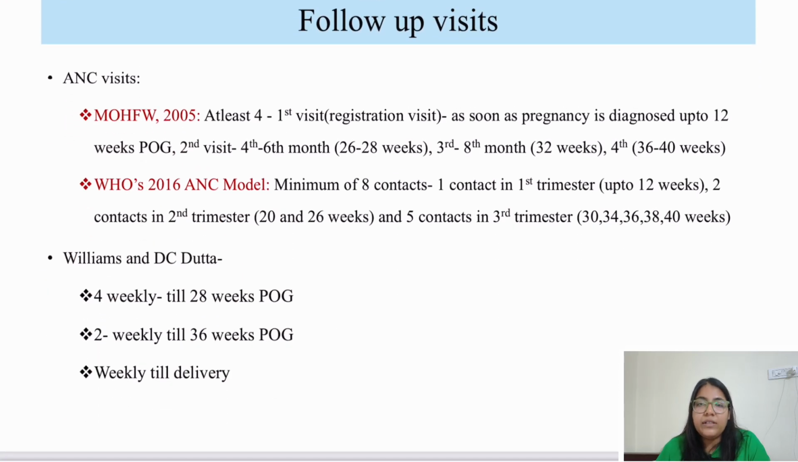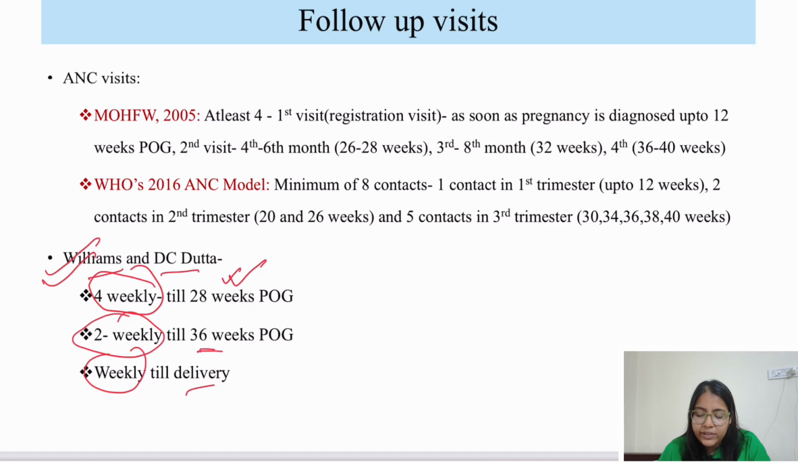Now, follow-up visit. When will you call the patient next again? What we follow, and what is given in Williams and DC Dutta also, is that up till 28 weeks you call the patient 4 weekly, then 2 weekly up till 36 weeks, and then weekly till delivery. And the Ministry of Health and Family Welfare says at least 4 visits are mandatory and needed for a proper ANC, for at least minimal ANC care which we can provide to the patient.